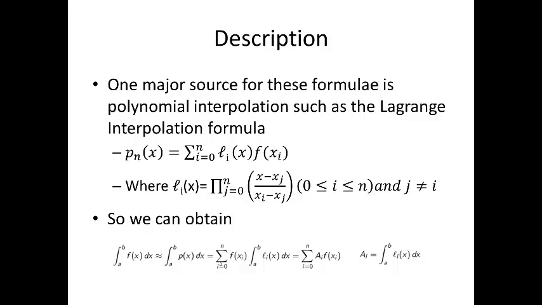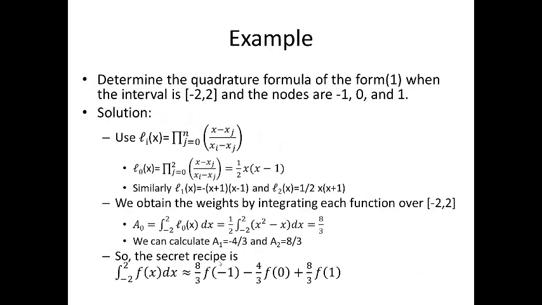Now that we know where they come from, let's take a look at an example of how we can actually use these. Let's see how we would determine the quadrature formula of the form 1 when the interval is from -2 to 2, and the nodes are -1, 0, and 1. Here we use the Lagrange interpolation, and derive L sub 0 is 1/2 times x times (x minus 1). L1 is (minus x plus 1) times (x minus 1). L2 is 1/2 x times (x plus 1).